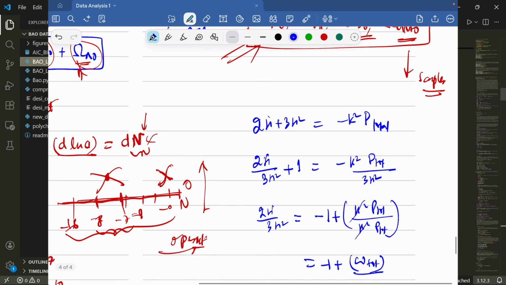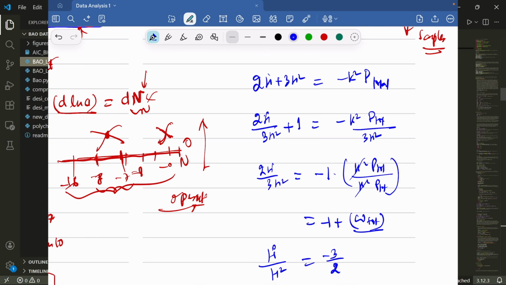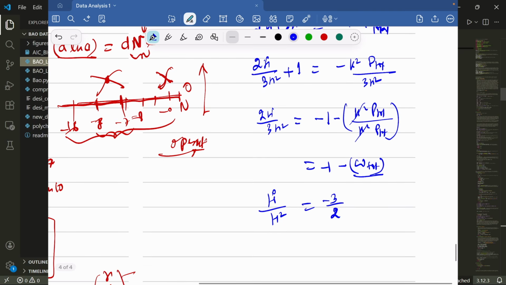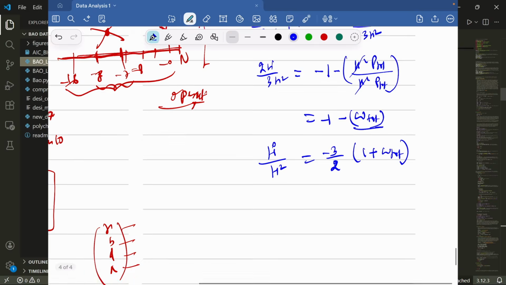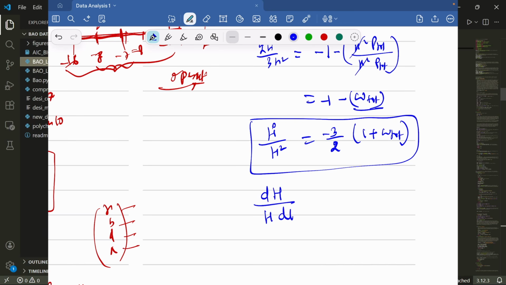So if everything is correct, yeah, I can over here write minus 3 by 2, and this has to be negative, sorry, this is also negative, and I'll take negative over here, 1 plus omega total, equal to H dot over H square. Now this is one form of the equation. Another form I can get, take it dH over H dt is equal to minus 3 by 2 into 1 plus omega total. Now omega total is basically your P total by rho total, right? You don't have to worry too much.